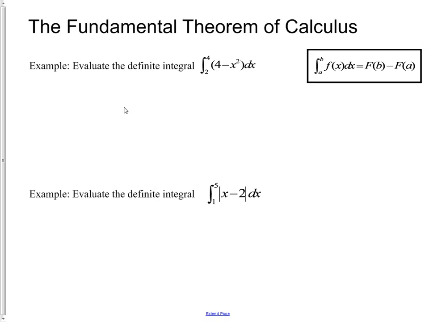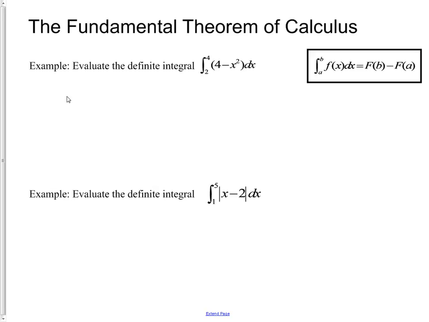So let's talk about the fundamental theorem of calculus. As a result of this fundamental theorem, which states that the definite integral from a to b of f of x dx is equal to the antiderivative at b minus the antiderivative of f at a. So we have our expression right here. We're going to take the antiderivative of 4 minus x squared and use that to evaluate the definite integral from 2 to 4 of 4 minus x squared dx.